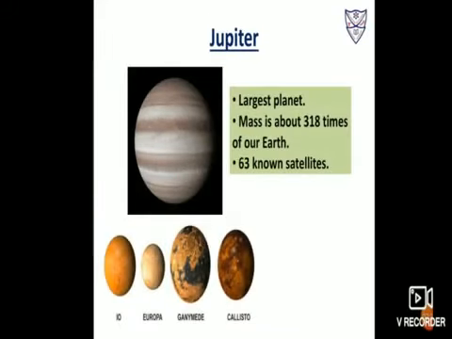Next is Jupiter. Now Jupiter is the largest planet of the solar system. The mass of Jupiter is about 318 times that of our Earth. Now Jupiter has 63 known satellites. Ganymede is one of Jupiter's satellites, which is also the largest satellite in the solar system. It is larger than Mercury.